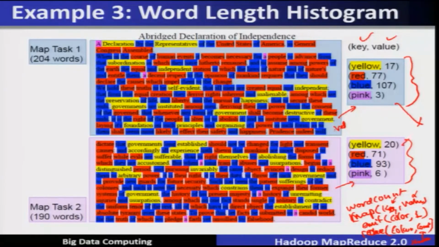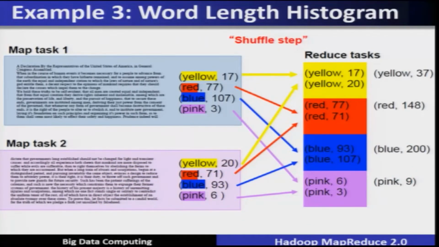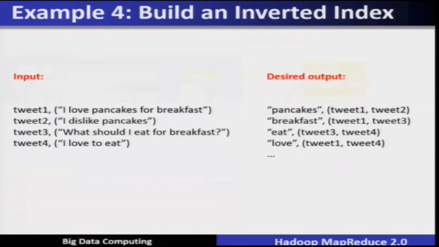Now, this reduce again will combine them and give the final outcome: yellow is 37, red is 148, blue is 200 and pink is 9. If we see these different steps, this step is called the shuffle step, and through these different values, 17 and 20 here, there will be an iterator, and the reduce function will add them after going through this iterator, and these values will be the outcome. So, this example shows the word length histogram, which is nothing but an extension of the word count program.